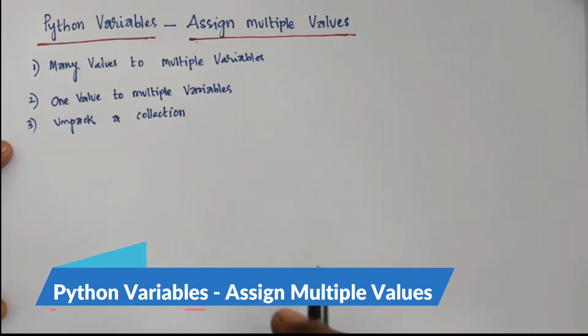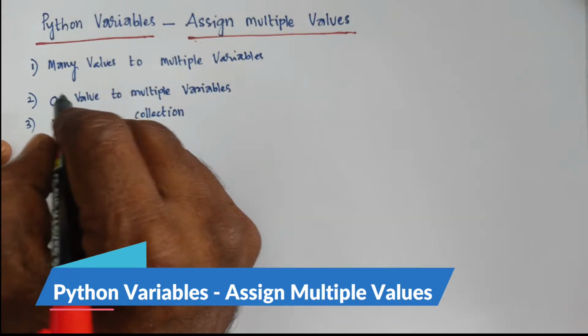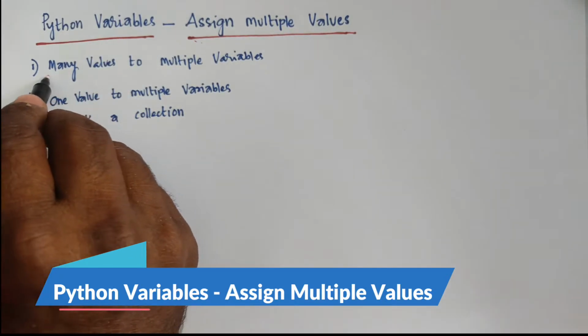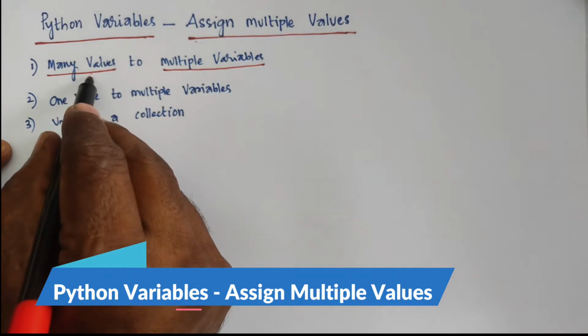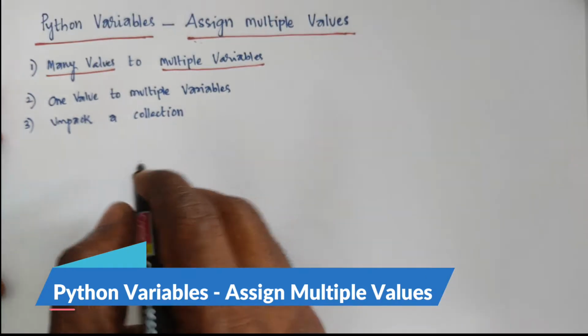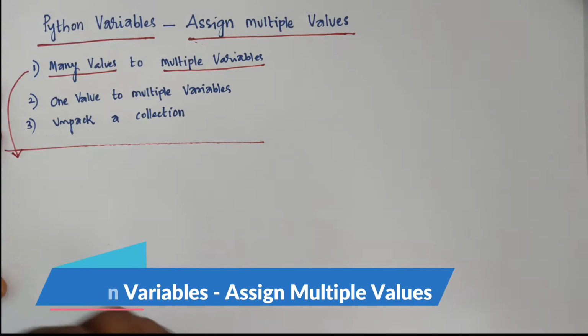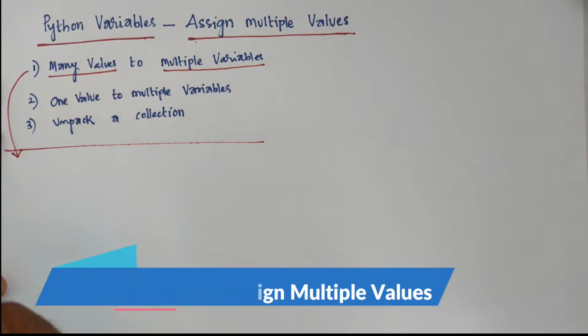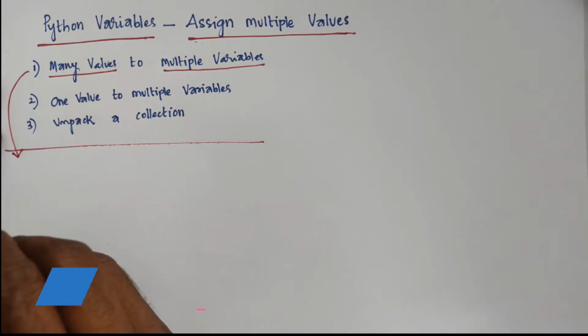Assign multiple values. This topic can be classified into three parts. One is many values to multiple variables. So, the first one is example 1, the subtitle: many values to multiple variables.